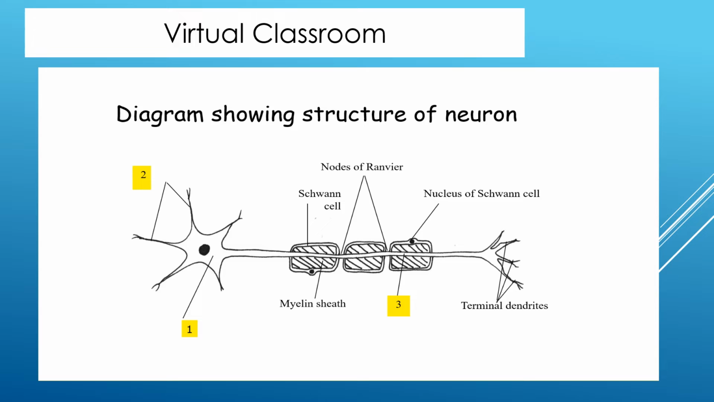So this is for recall. We have already studied this. It is a neuron. You can type in the chat box the structures you can identify as 1, 2 and 3. Okay, yes. So structure 1 is the cell body, 2 are the dendrites, and the axon is extending from the cell body to the nerve terminal, and that is structure 3. Very correctly said.